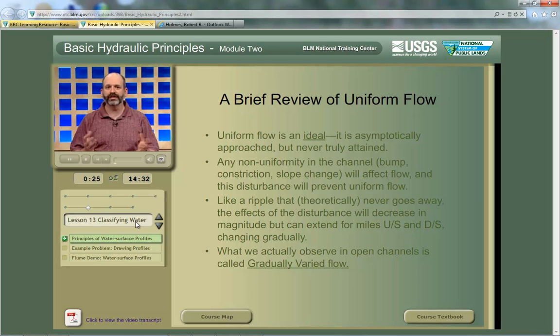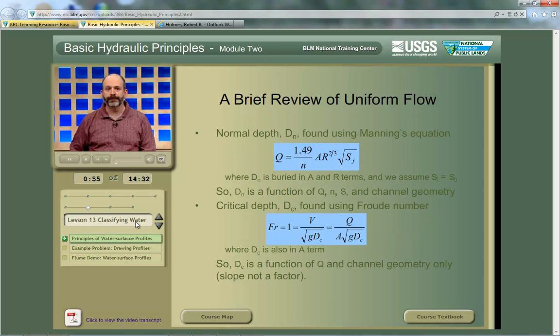And the reason for that is any non-uniformity in the channel, whether it be a bump or some kind of constriction or a slope change, all of these things affect the flow. And these disturbances will prevent uniform flow from occurring. And like a ripple that theoretically never goes away, the effects of these disturbances can, although they'll decrease in magnitude, extend for a great distance upstream and downstream, and they change gradually. So what we actually observe in open channels is what we call gradually varied flow.